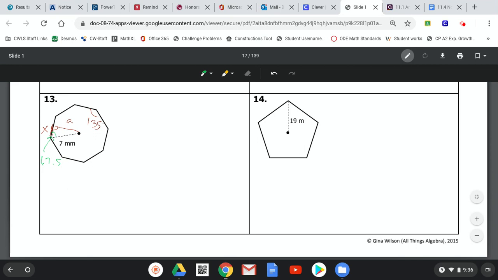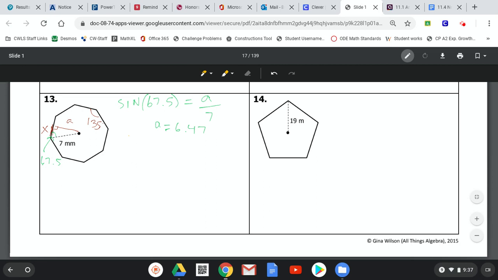And so we're going to use, since we know 7 is the hypotenuse, all right, we're going to use sine, all right, sine of 67.5 equals the opposite side, which would be a, our apothem, okay, over 7. Okay, are we all good with that? I hope we are. So our apothem here is going to be 6.47.